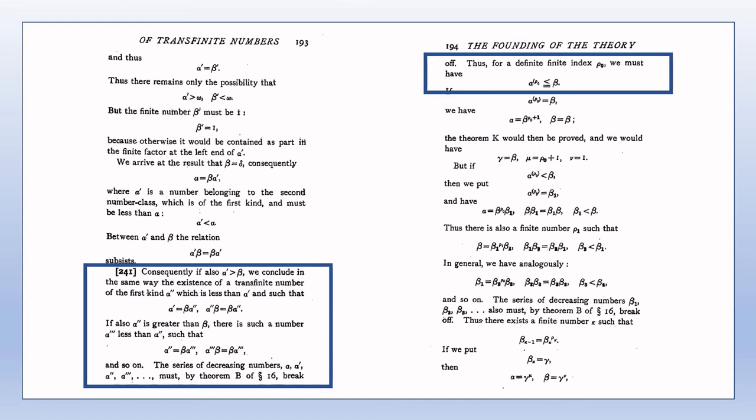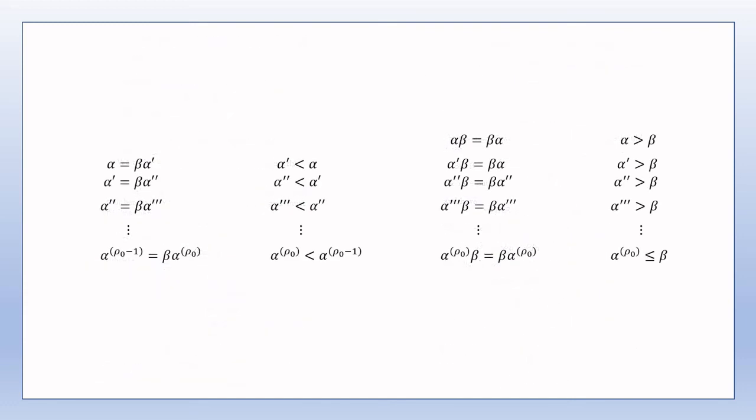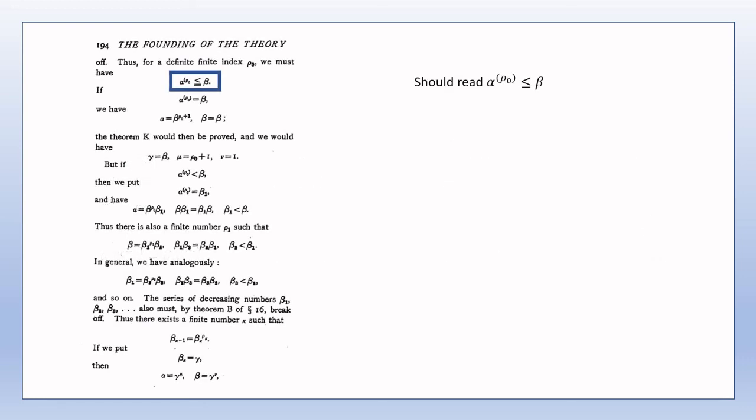We keep applying the process just described to generate a series of numbers, alpha, alpha primed, and so on, and this can be summarised in the following array, where each row represents an iteration of the process. This process continues until the stage is reached, which must happen by Theorem B of section 16, where alpha rho naught is less than or equal to beta. Note that the rho naught in brackets does not represent a power, but represents an index. A small typographical error on this page is shown on the screen now.